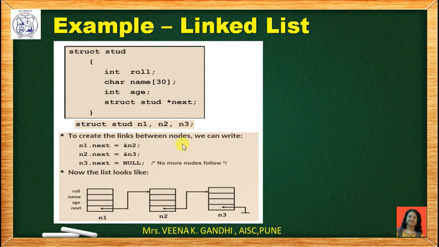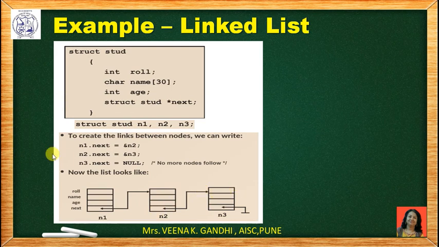Now to create the link between nodes, we can write like this: n1 dot next. So n1 is a structure variable, dot operator is used to access the member, and next is a member name, which is a pointer, so it stores the address of another variable. Now here the pointer is of which type? Struct stud. So n2 is of which type? Struct stud. So it contains the address of n2. So n1 contains the address of n2. You can see in this figure n1 points to n2. Again n2 points to n3.